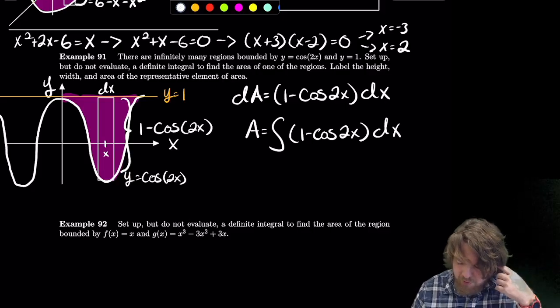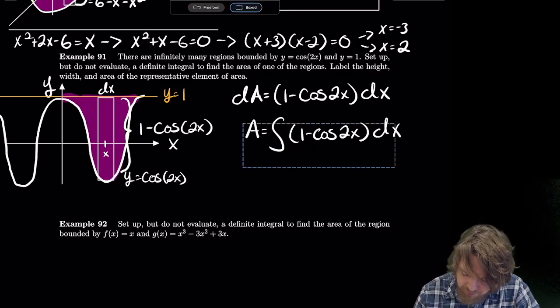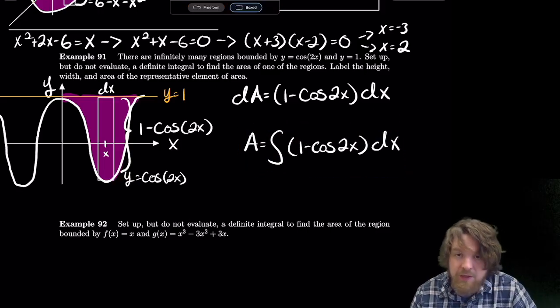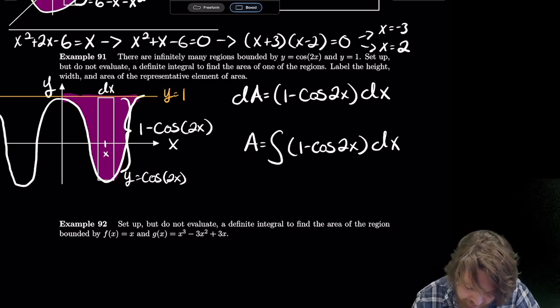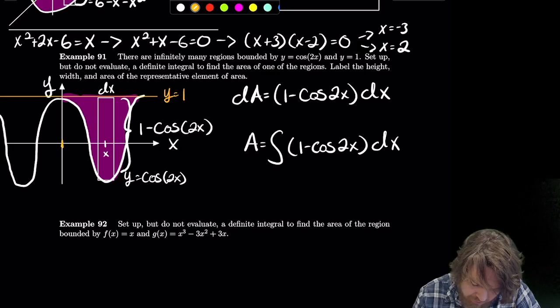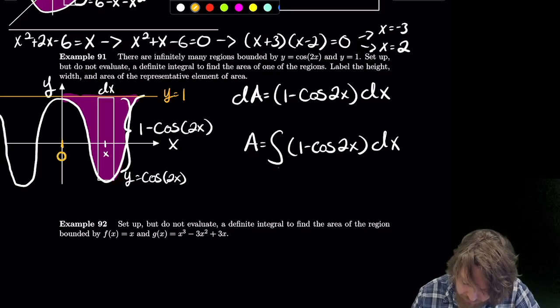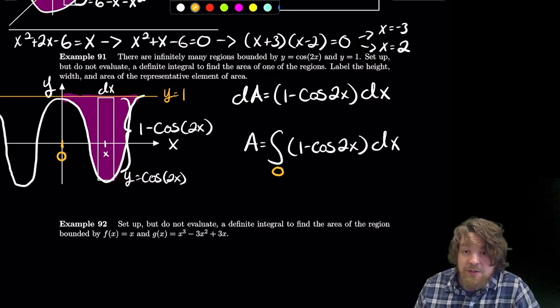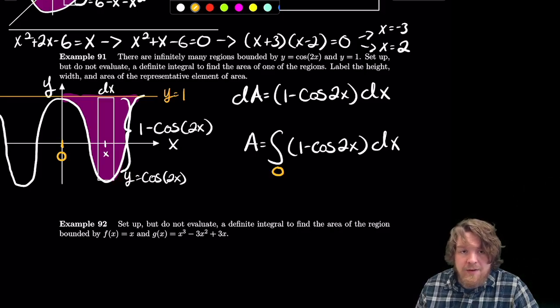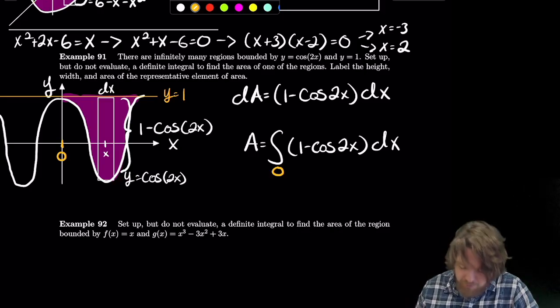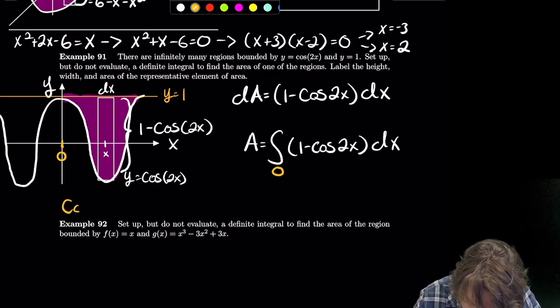Similar to the last example, we don't have our limits of integration yet. That's something that we will have to go about finding. However, I think it's safe to say if we're looking at this region, our two curves are going to intersect when x equals 0. So we'll have our lower limit of integration being 0. The next thing that I want to find is the next time that cosine of 2x is going to be equal to 1.